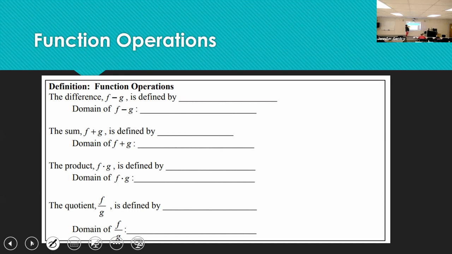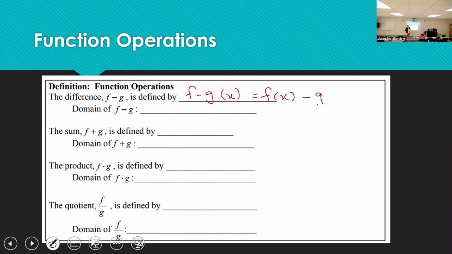Okay, the difference F minus G is defined by F minus G of X, right? How do I find that? F of X minus, let's see, G of X. Okay? My domain is going to be equal to what? We've got two functions.